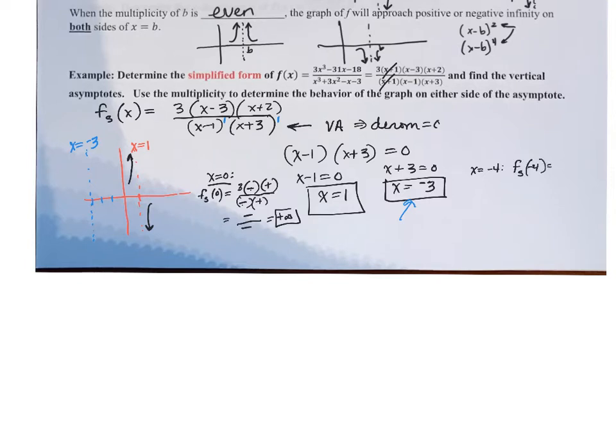Okay, and so that means the numerator will be 3 times, so negative 4 minus 3 will be a negative number. Negative 4 plus 2 is a negative number, divided by negative 4 in the denominator will be a negative number. Negative 4 plus 3 is a negative number. Okay, so the numerator will be 3, which is positive, times a negative, that'll be positive in the numerator, divided by a negative times a negative will be positive in the denominator. So my answer is positive infinity.